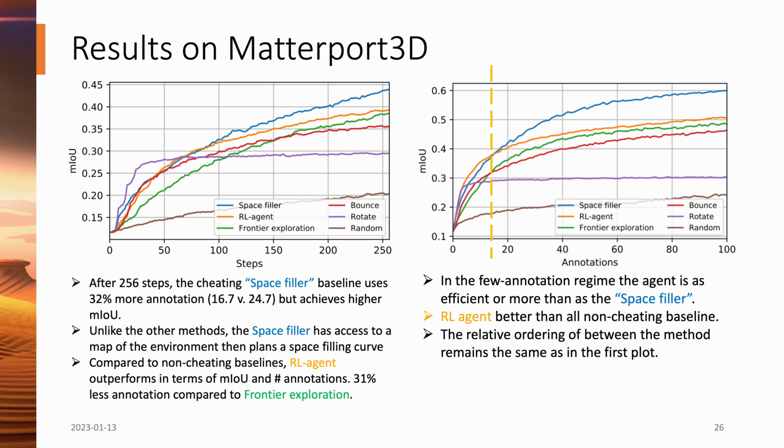In the next plot, we look at the number of annotations versus mIoU for the methods. Here we evaluate how well each method learns to understand its environment given n annotations. We see that the ordering between the methods remains the same as in the first plot. We also note that the agent is as efficient or more than the baseline for fewer than 15 annotations. This is interesting as this is roughly the number of annotations performed during training. That would suggest that the agent learns a strong exploration technique to start out with, but doesn't learn as good an exploration technique for longer trajectories, especially compared to systematic exploration methods like the space filling curve.